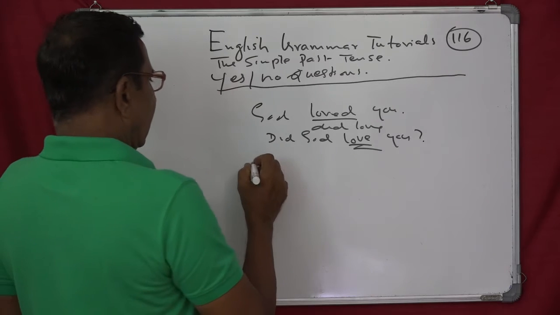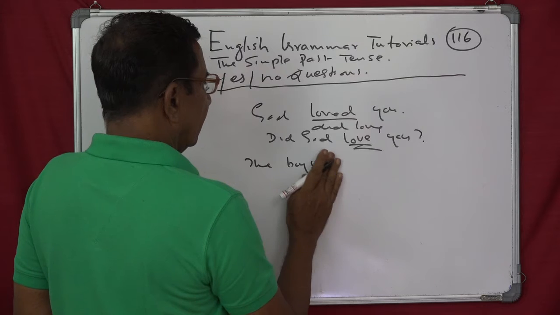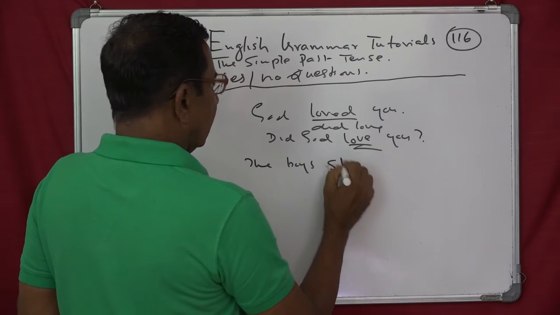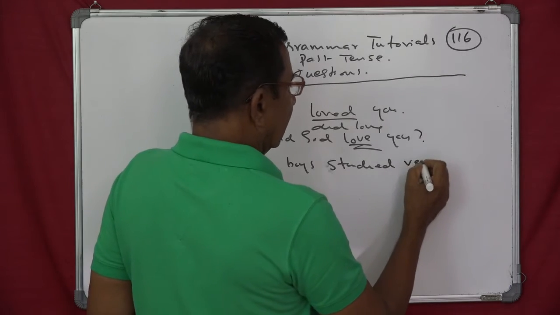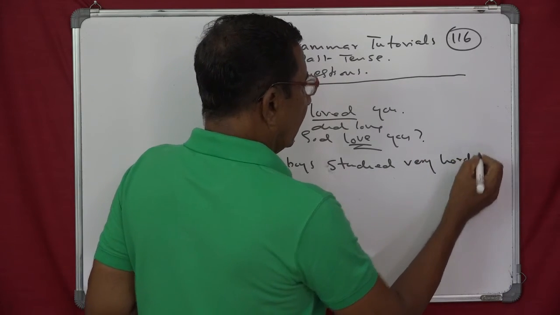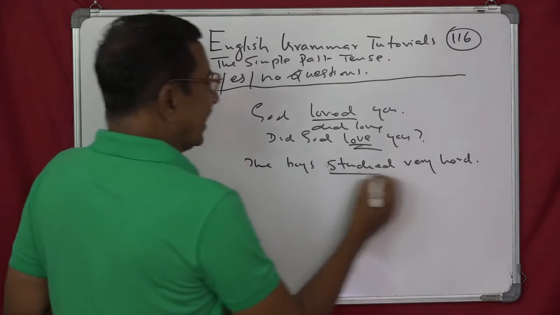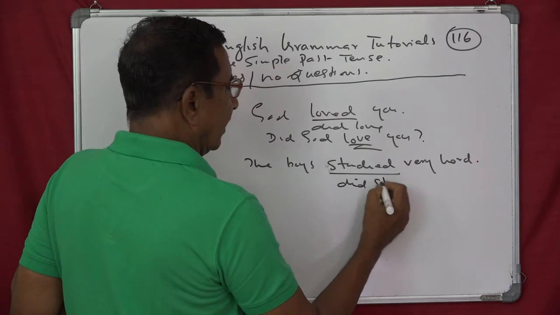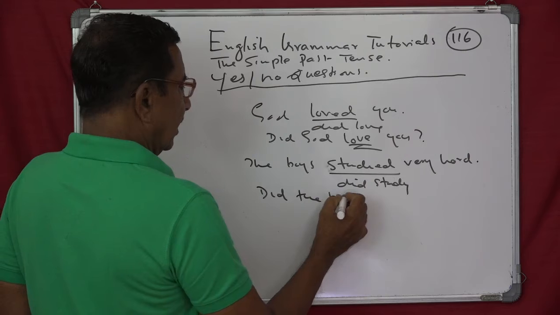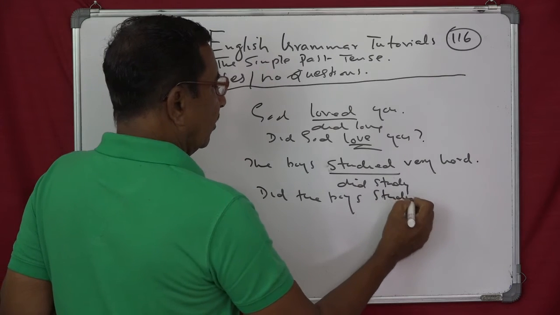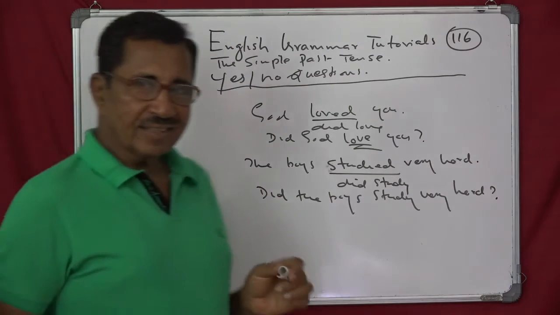We can say, the boys studied very hard. But what happened is that they did not get the expected result. So you have studied is equal to did study. Okay? And then, did the boys study very hard? Question. See?